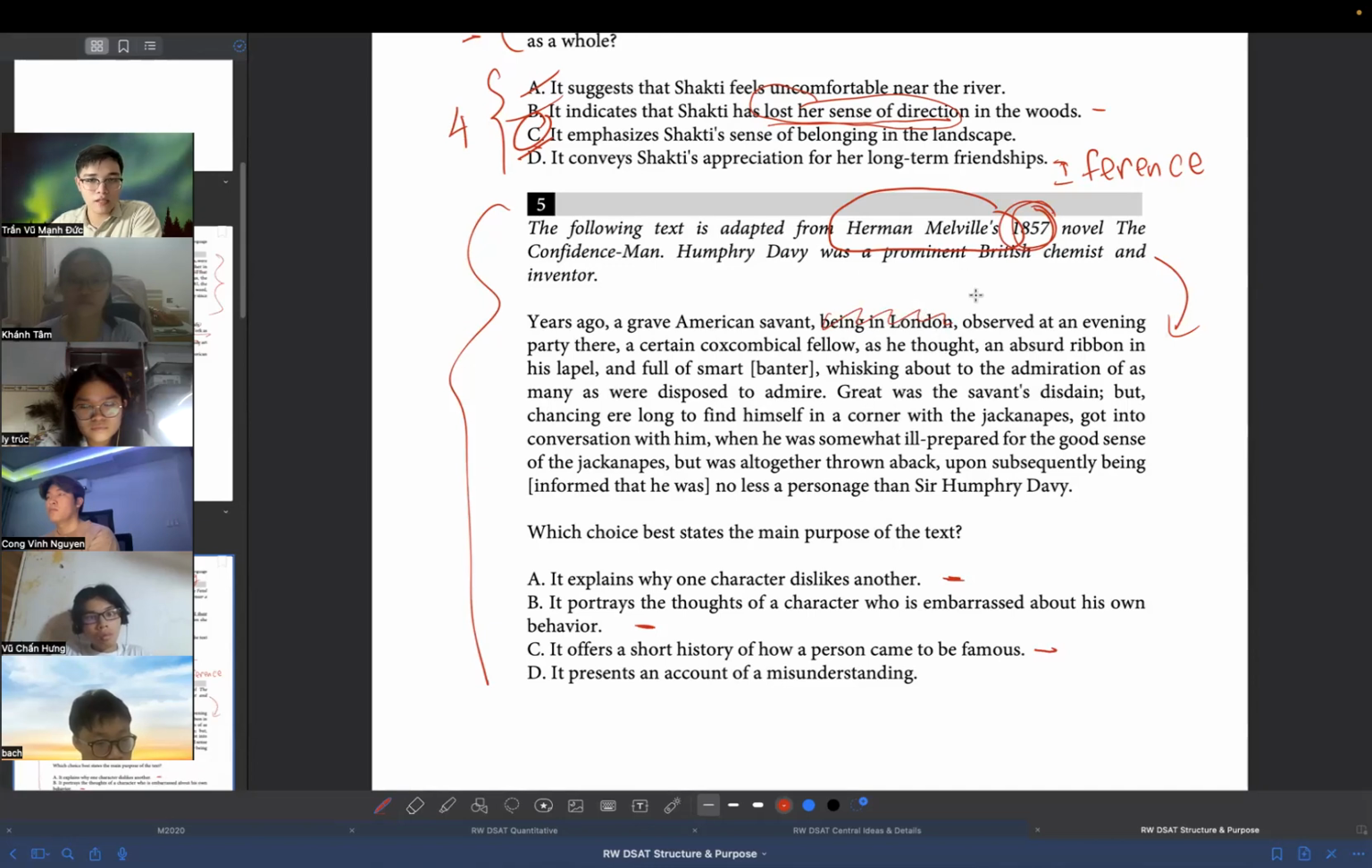because it makes me tremble when reading this sentence. American savant observed at an evening party here, a certain coxcombial fellow, as he thought.